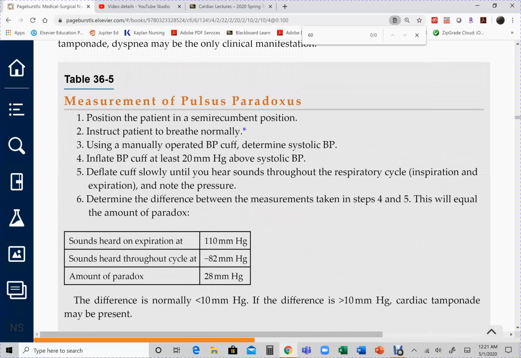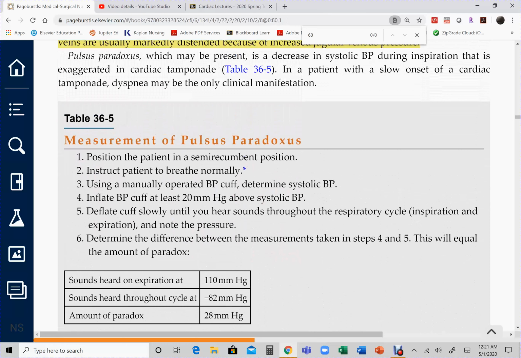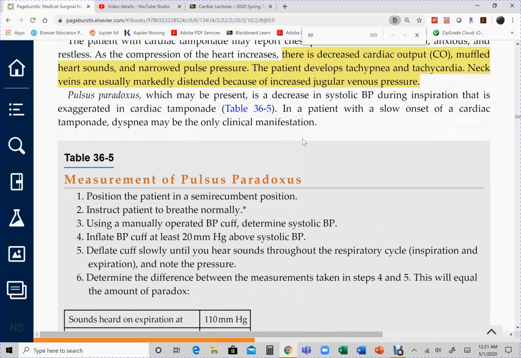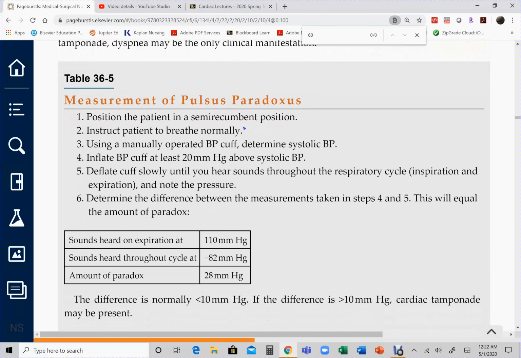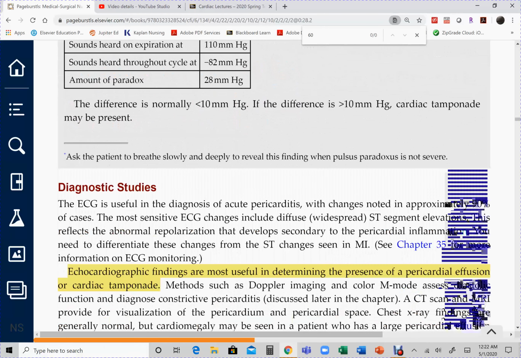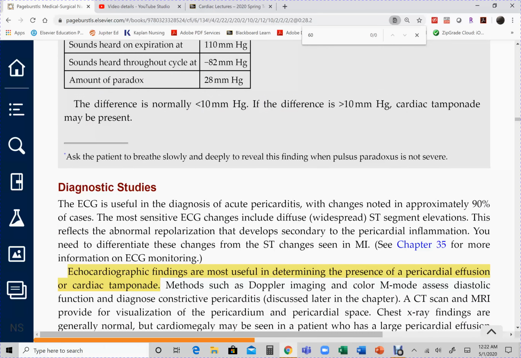I don't need to test this. The only thing you need to know about pulsus paradoxus is the definition: there's higher blood pressure during exhalation and lower during inhalation. Because if you follow these steps, it's quite complicated to do. Yeah, so if you ever get a question, that's what it means. Pulsus paradoxus is your blood pressure is slightly higher on exhalation and lower during inhalation for obvious reasons.